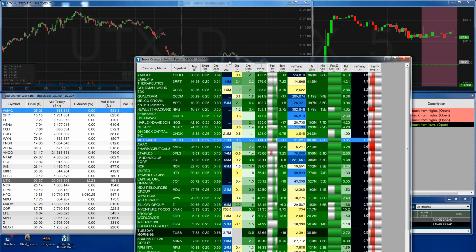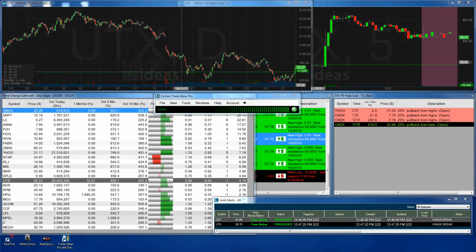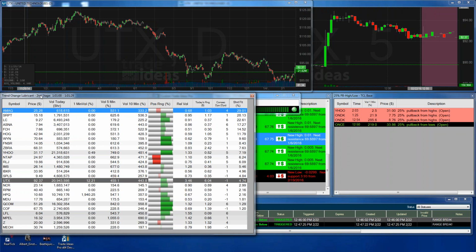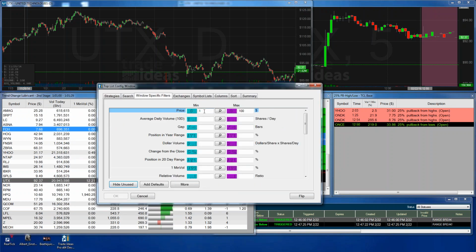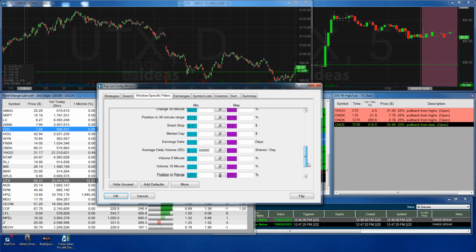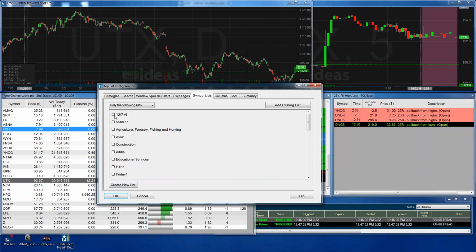I copied what I thought was some valuable information, the first 5 minutes of symbols populating that window this morning. So now we can see I've taken a top list and I've entitled it Trend Change Lubricant Stage 2, second stage. So if we go into Configure, there's no need to, I forgot to take these off, but we don't need any filters in there because we're just looking at our custom list. And if we go to Symbol List, we can see I'm using the Only the Following List option. All we have checked off is that top list.